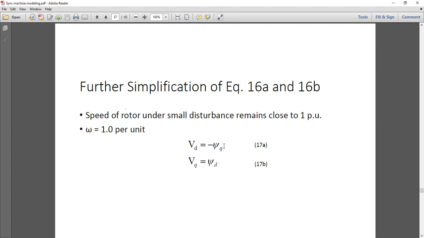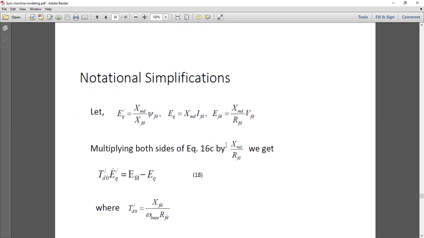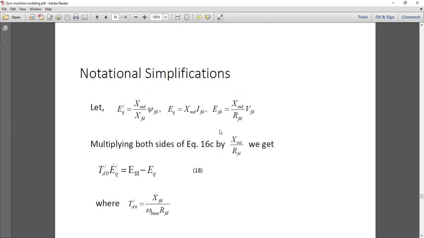And now we will go for some notational simplifications. Why? Because you will see these notational simplifications in the commercial software, in research papers, or even in the book. The final model that they use has some notations, and we will be trying to reach those notations. So for that, we assume some notational simplifications now.